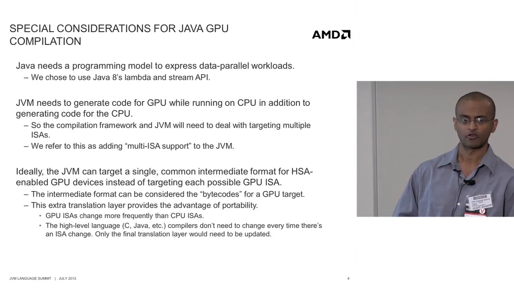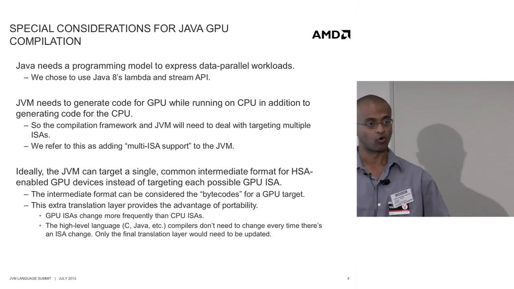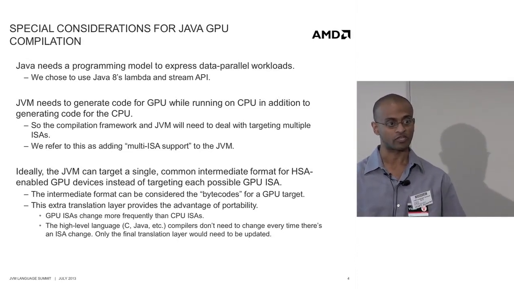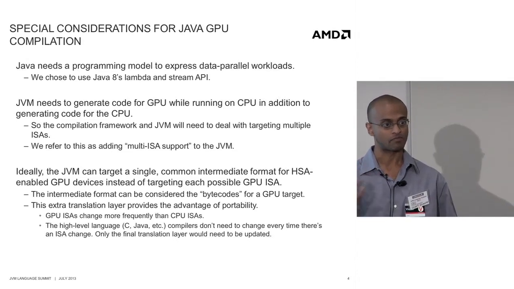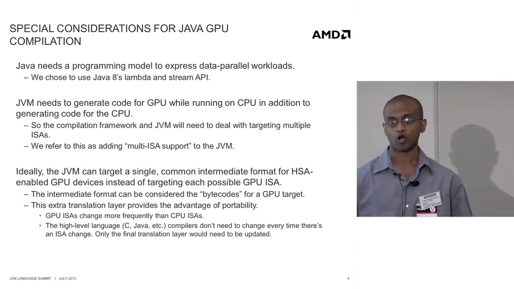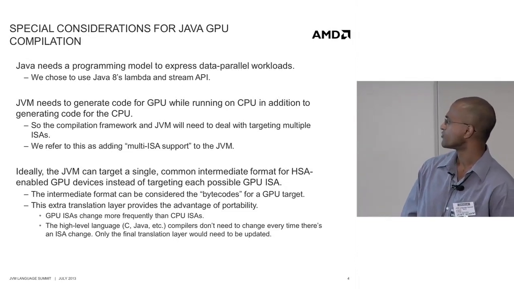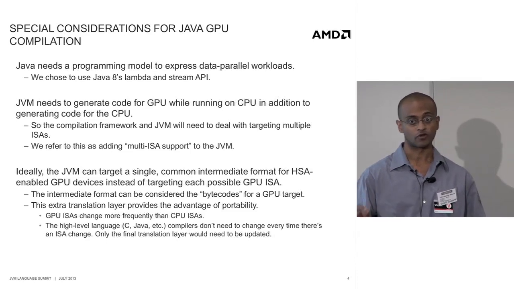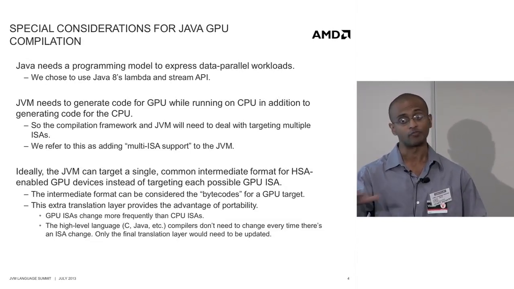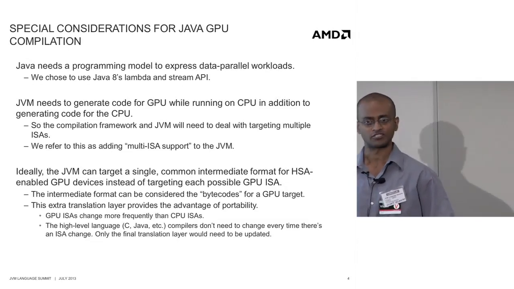So what are some special considerations for Java-based GPU offload? First, we need a programming model to be able to express what are the parts of a program that can be parallelized or thread safe. And as Eric already mentioned, we have the stream API constructs, namely the dot parallel construct, which allows us to easily specify that. And we chose to work with that for Sumatra instead of going off and inventing our own API. The second thing is that the JVM not only needs to generate code for the CPU and run on the CPU, it now also needs to generate code for the GPU. So you get into this issue of the JVM needing to generate code for multiple ISA targets while it's running on one ISA target, namely the CPU. So we call this adding multi-ISA support to the JVM.